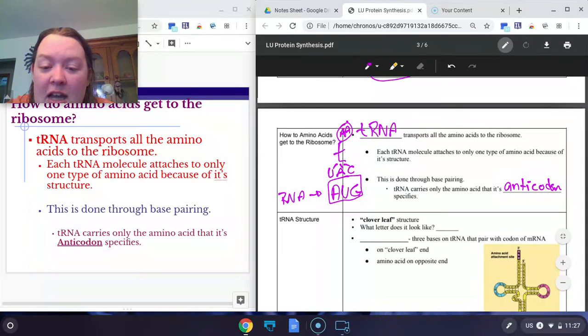And that is using the anticodon. So here's our codon, and this is the anticodon. And this is how we're sure that we're putting our amino acids in the correct place, because they have to bond together to work.